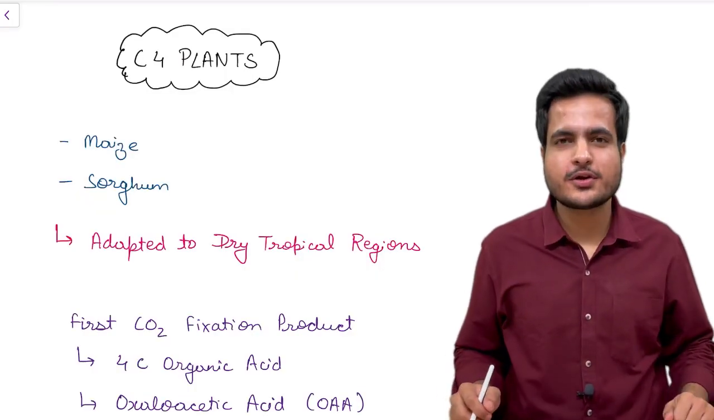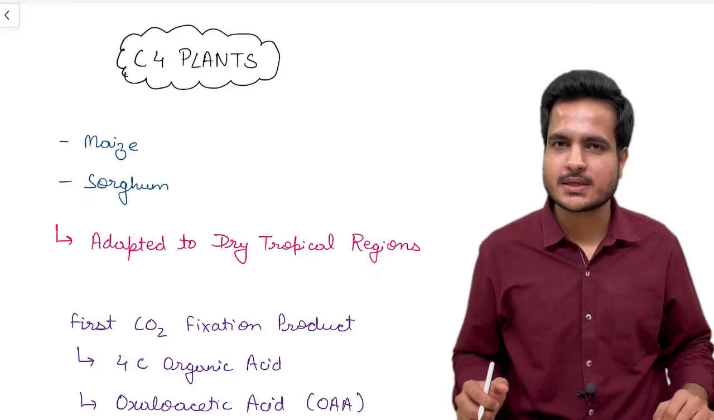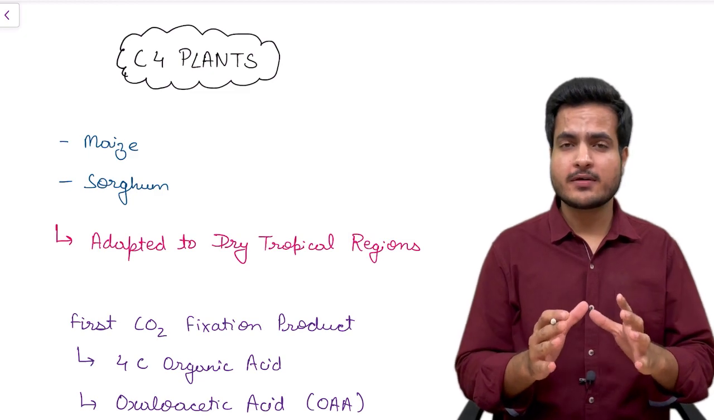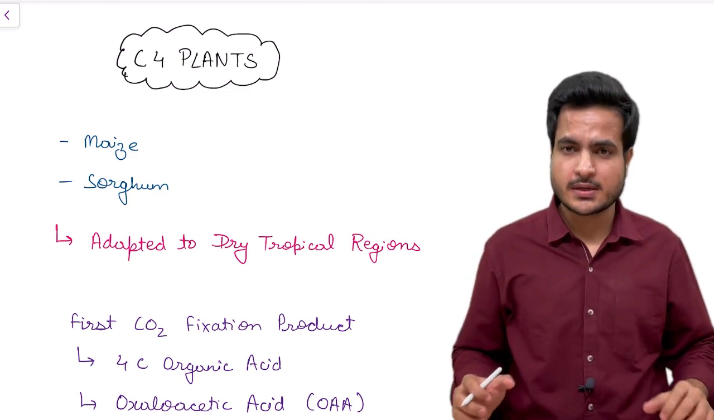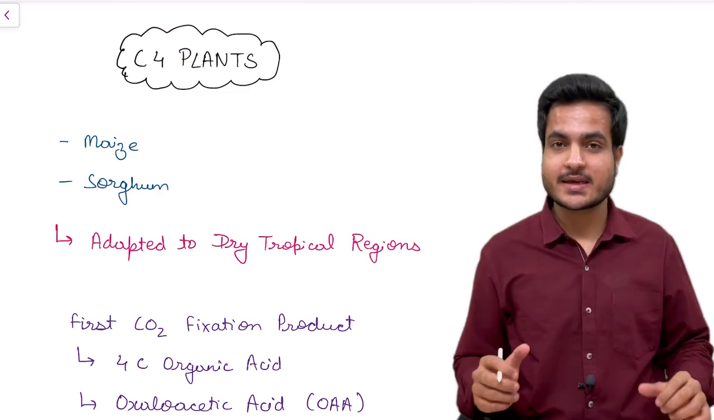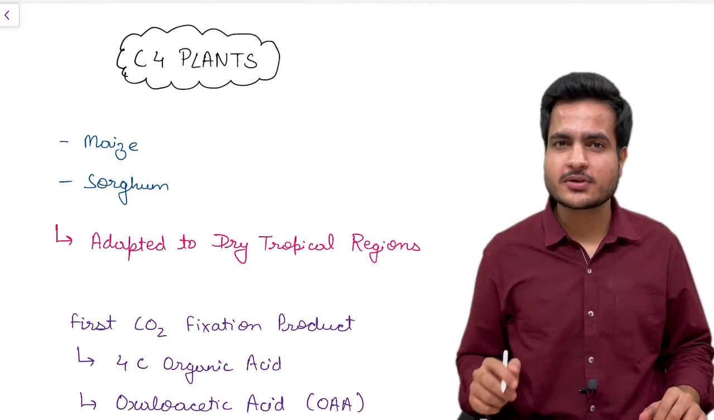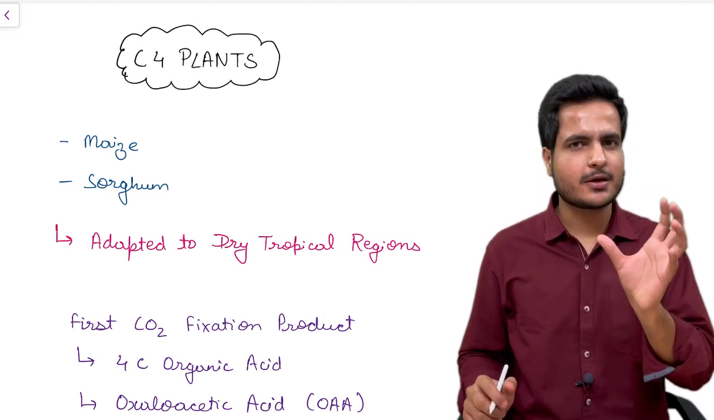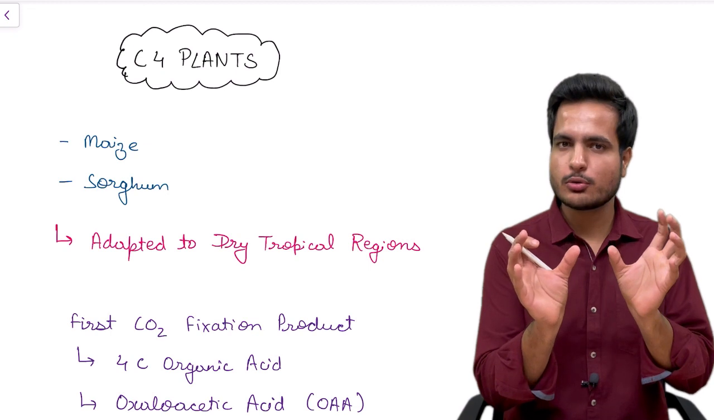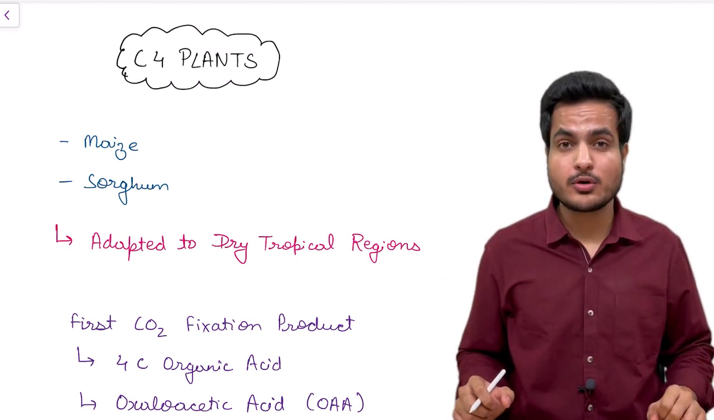Hello everyone, in this video we'll be discussing C4 plants. As we know, Melvin Calvin gave a complete biosynthetic phase cycle which is called the Calvin cycle, and in that the first step is carboxylation. That means carbon dioxide will fix with the acceptor molecule to form a product.